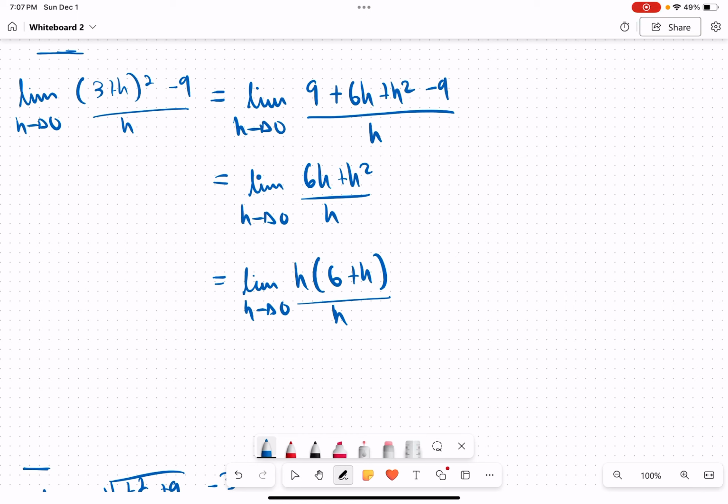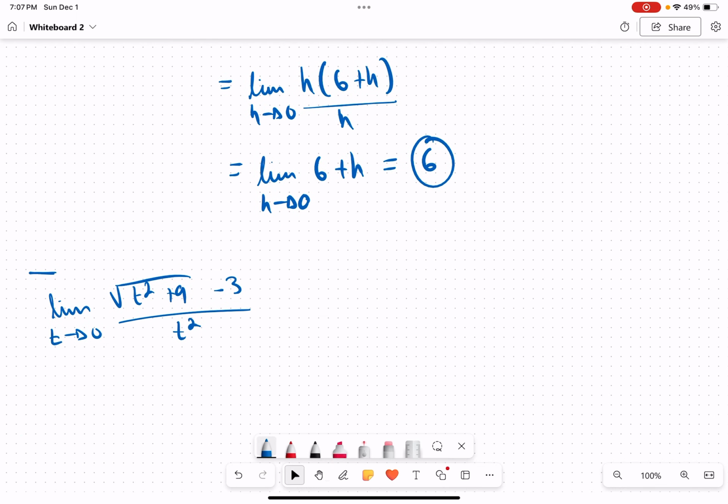Now you can see in this new function that the h's can just cancel out. So that becomes the limit of just 6 plus h as h approaches 0. And when we substitute 0 for h now, we won't have any issues, and we're left with 6. So that is the answer for the second limit. I was about to say the first one, I forgot that was the second one we're doing.